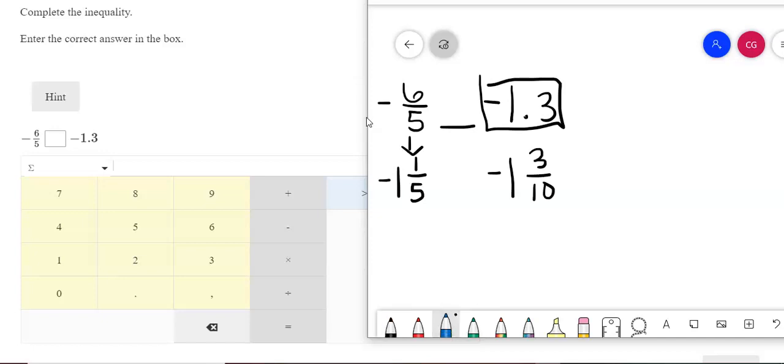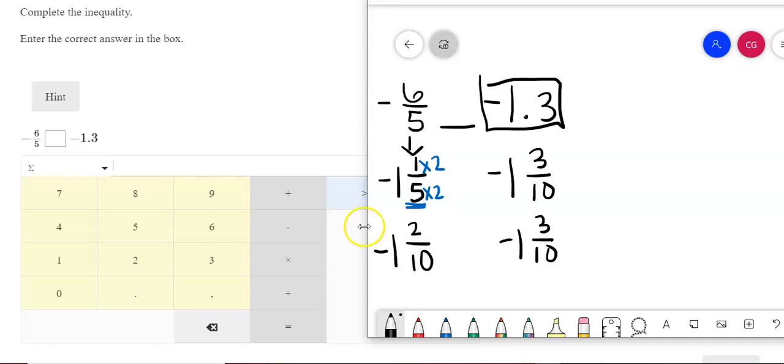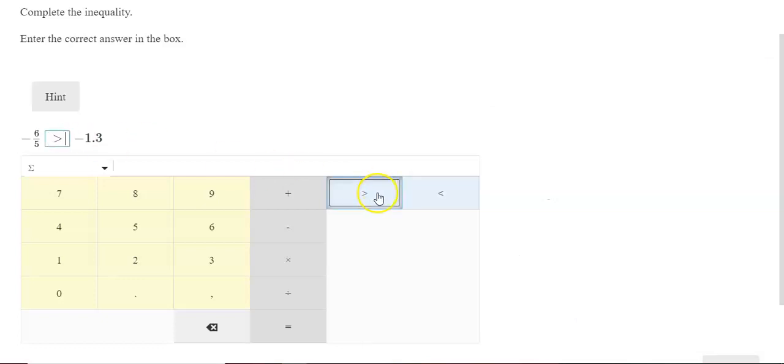Now I have to look for a common denominator. This 5 can be changed into a 10 by multiplying by 2. The 1 comes down. 1 times 2 is 2. 5 times 2 is 10. I'm just going to drop this down so it's right next to it. So all we're looking at is the 2 and the 3 now. So -1 and 2/10 is closer to 0, so it's going to be greater than.